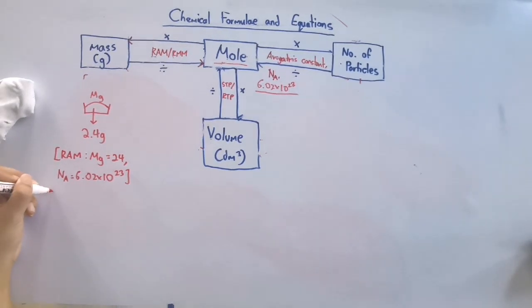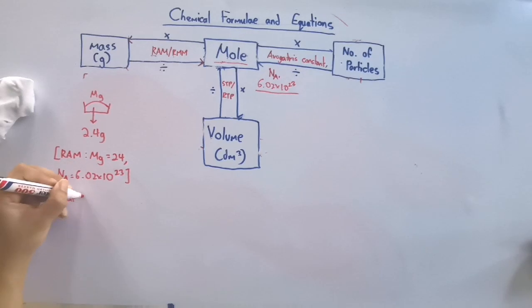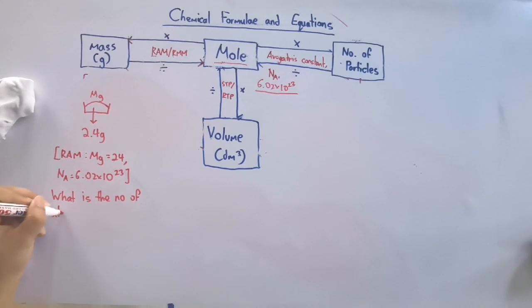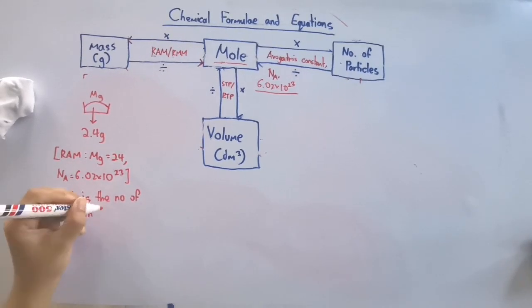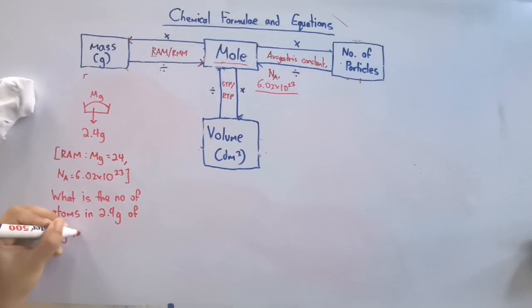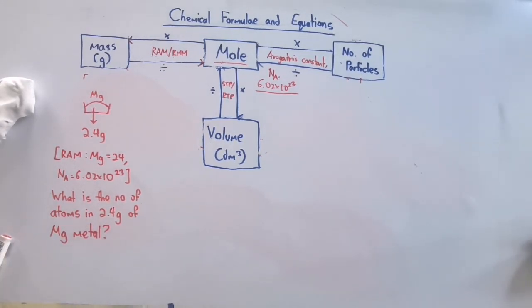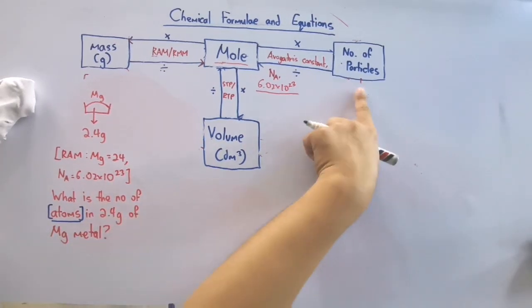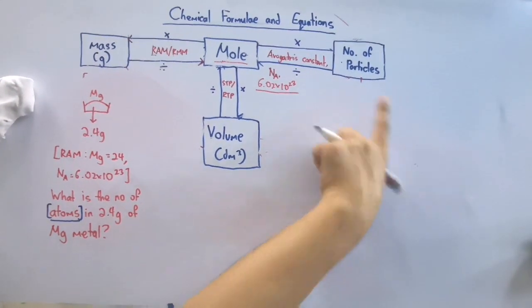What if I ask you to calculate the number of atoms in 2.4 grams of magnesium metal? Okay, now before we continue, whenever a question mentions number of atoms, atoms is a type of particle, which means that when they are asking for number of atoms, you are literally looking at number of particles.